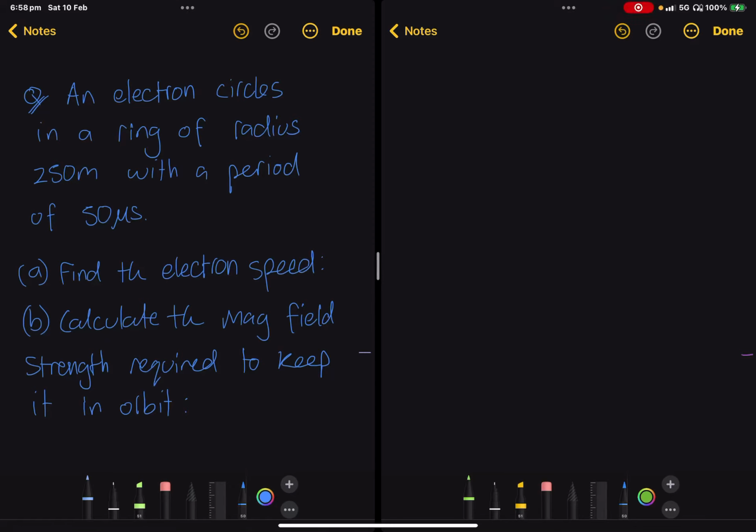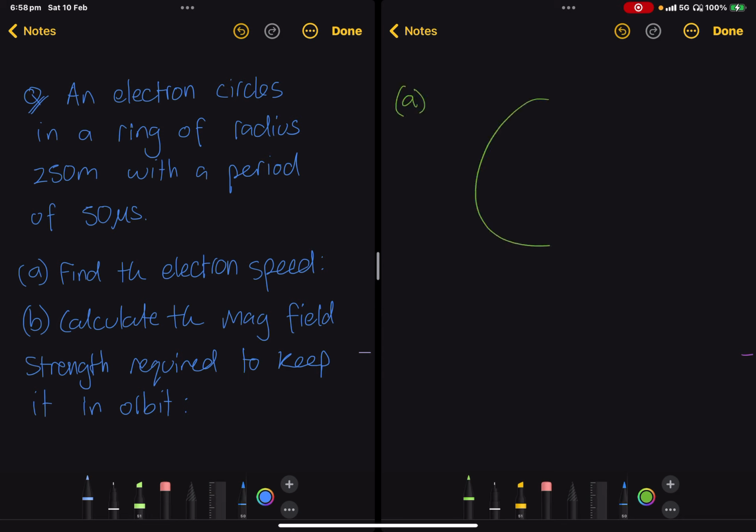Okay, so we're going to have another look at a question from the topic of electromagnetism. Here we're told an electron circles in a ring of radius 250 meters with a period of 50 microseconds. Find the electron speed and then calculate the magnetic field strength required to keep it in its orbit. Okay, so we're going to start with the speed.